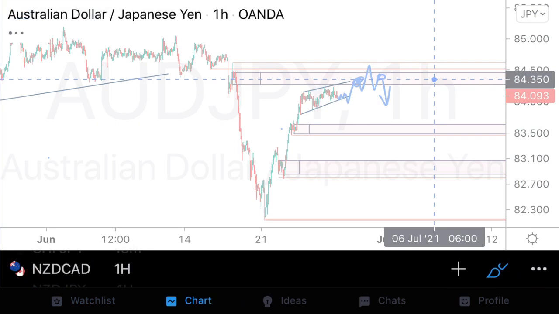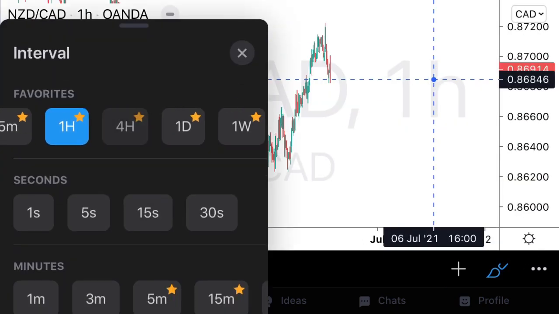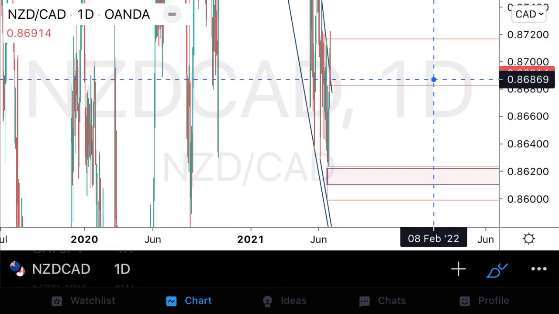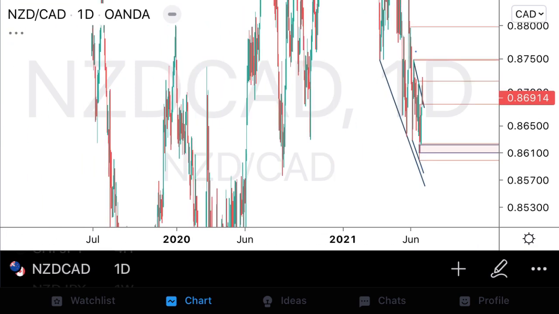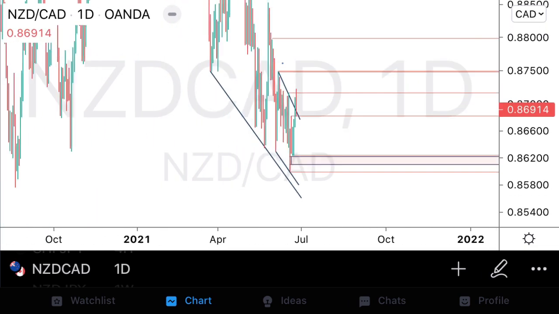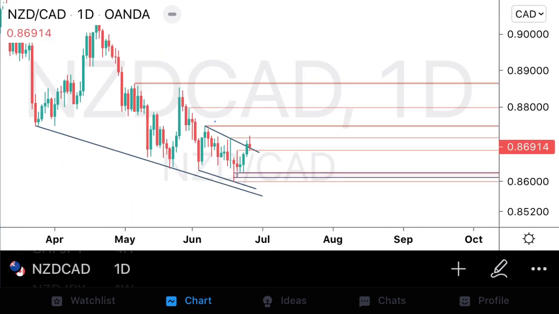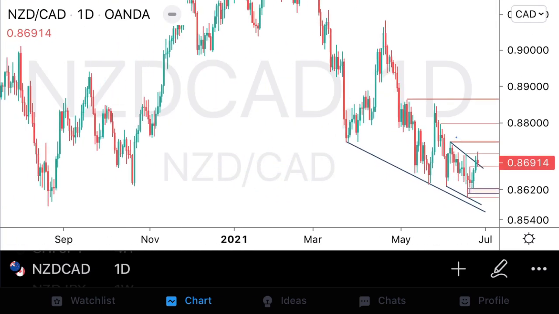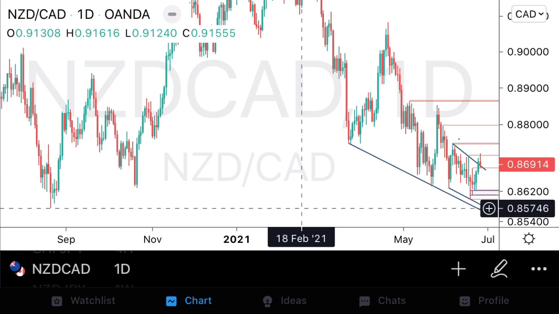Let's go on to New Zealand dollar CAD, guys. We'll go up to the daily for this pair and we'll notice how New Zealand dollar CAD and Aussie CAD are similar with regards to their structure. So I feel like there's no real need for us to be on the daily, because structure is still pretty much the same.